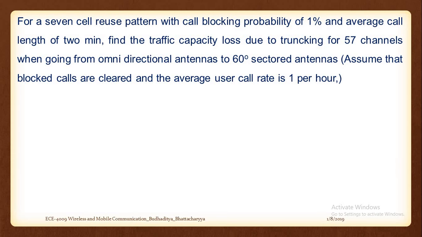Loss due to trunking for 57 channels when going from omnidirectional antennas to 60-degree sector antennas. Assuming that blocked calls are cleared and the average call rate is 1 per hour. So again, it's an Erlang B formula that you are referring to. But the only difference in this case is that we are trying to compare the result between an omnidirectional antenna and a sector.